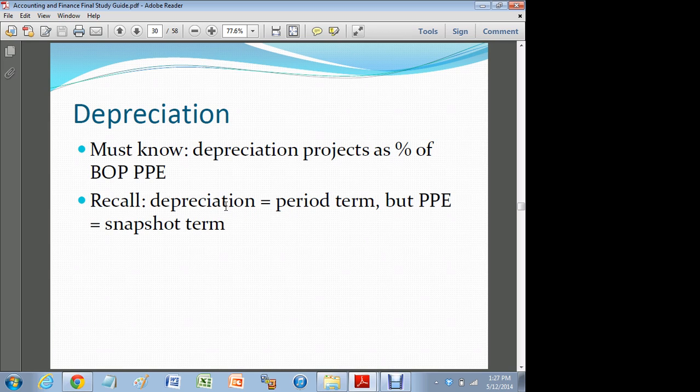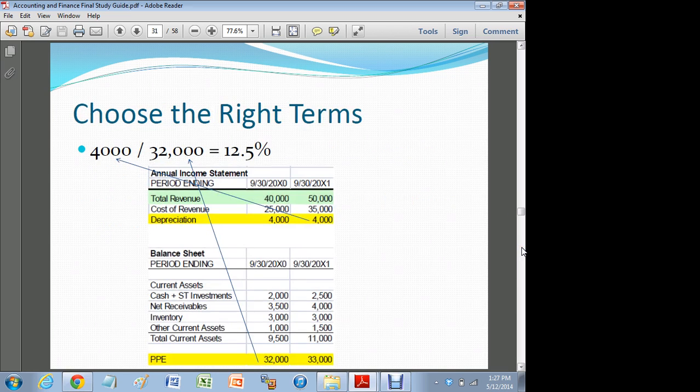And remember that depreciation is how much depreciation happened within a period, but the PPE is a snapshot. We're saying this much depreciation happened in the first 3 months of this year, given that we had this much PPE at the end of last year. So it's similar to those ratio analyses we did, where you take one term from the income statement and one term from the balance sheet. And exactly like that, we have to make sure we choose the numbers from the right column.